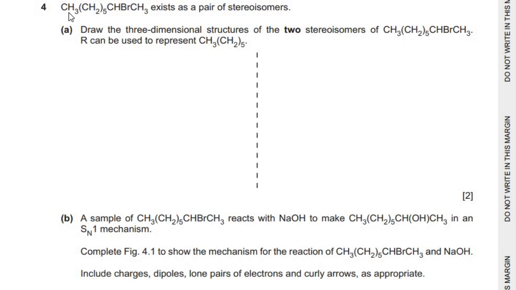In our earlier video, we have already solved question 1, 2, 3. So let's solve question 4 and the remaining questions in this video. Question 4 here is showing a compound which exists as a pair of stereoisomers.